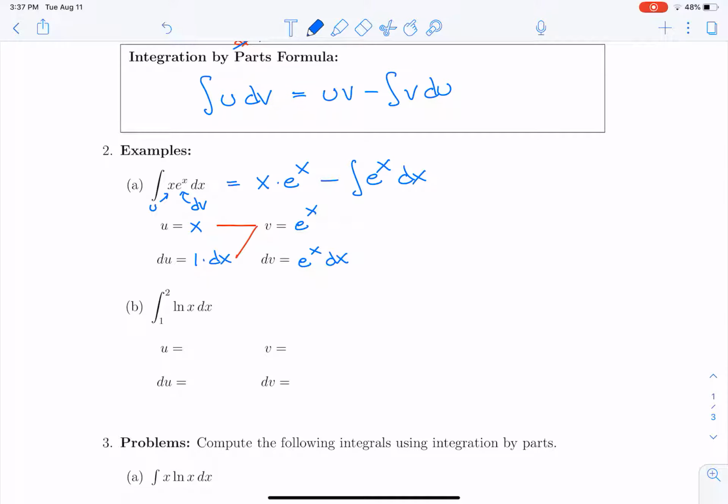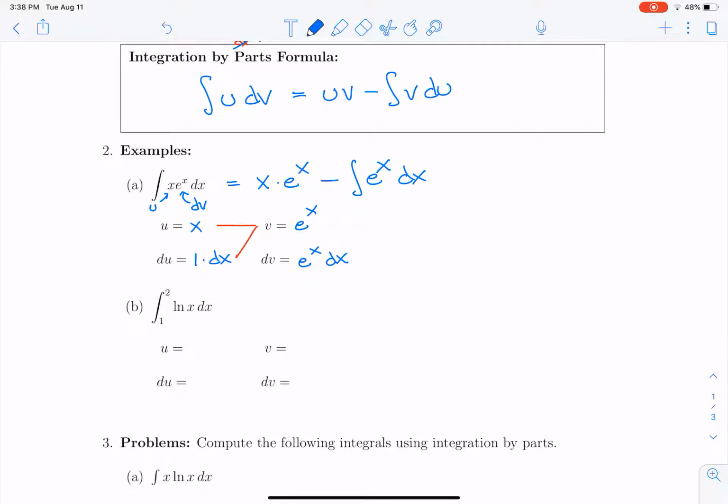So u times v, that first line that I drew, is the x e to the x, and then minus the integral of v du, that's the second line of the 7, v times du. And so sometimes I call this the lucky 7 rule, because that is an easy way to remember the integration by parts formula.